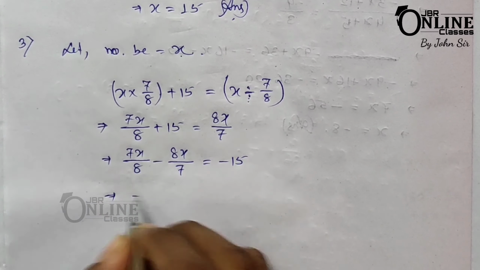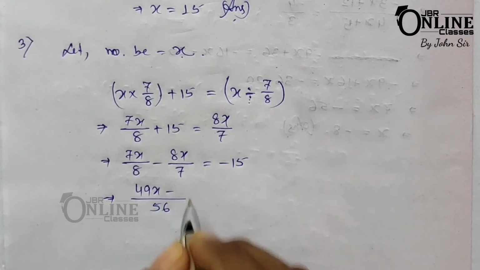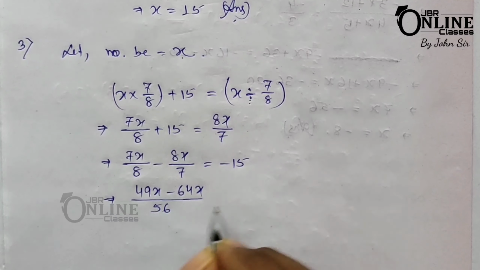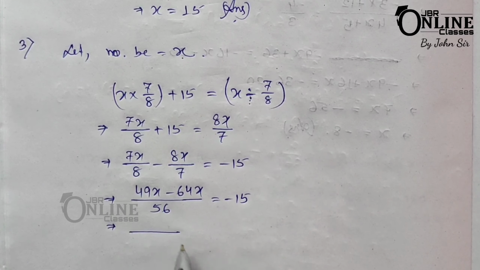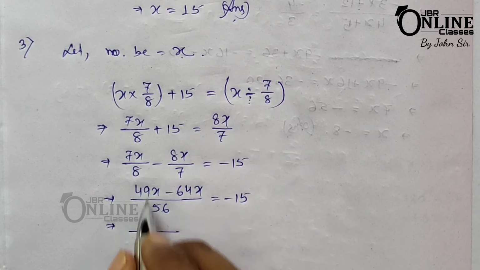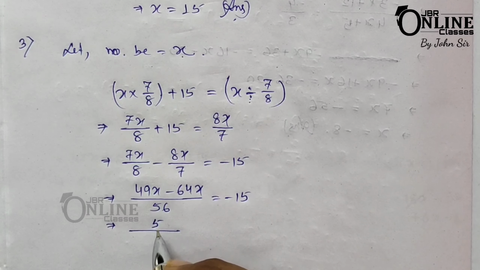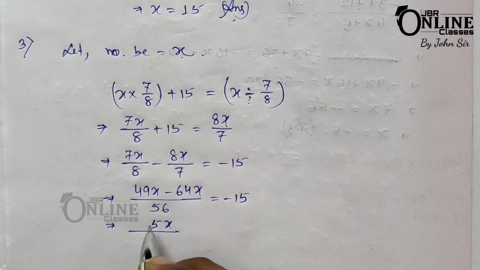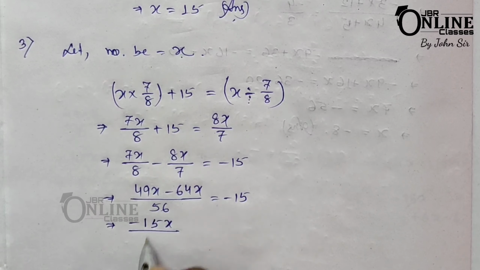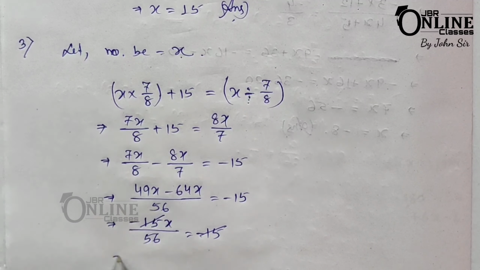Now next, the common denominator is 56. So 49x minus 64x equals minus 15 times 56... if you subtract, 49 minus 64 gives minus 15, so minus 15x by 56 equals minus 15, and minus 15 and minus 15 cancel out.